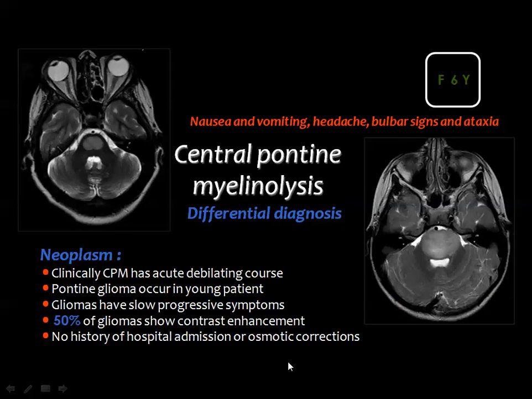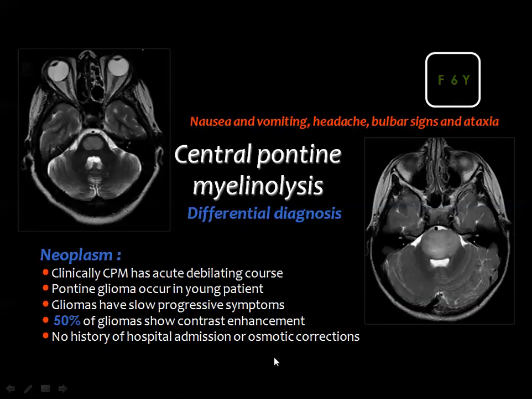Then pontine glioma may have a similar appearance to central pontine myelinolysis, but there are a lot of differences. The central pontine myelinolysis is an acute condition, and it occurs in older patients, while pontine glioma has a slowly progressive course occurring in a relatively younger patient.